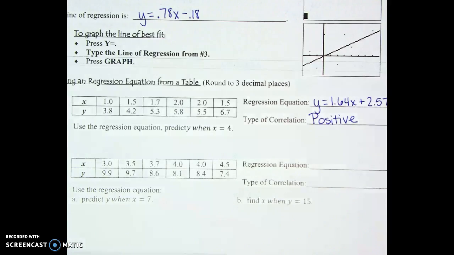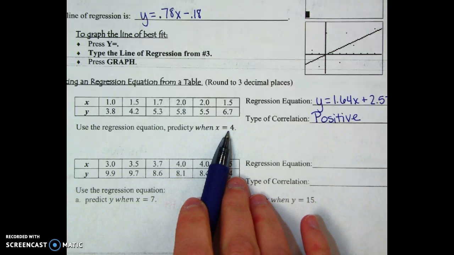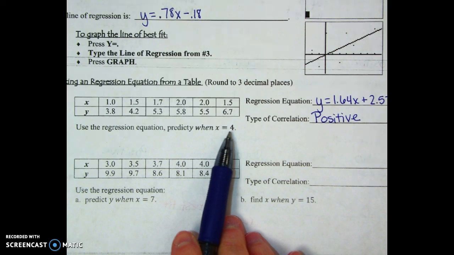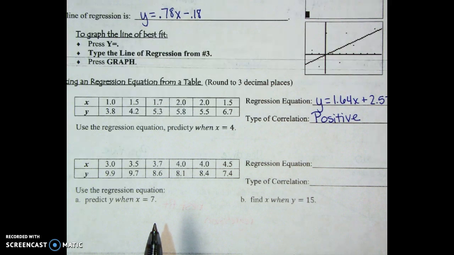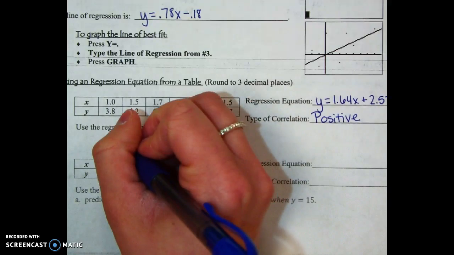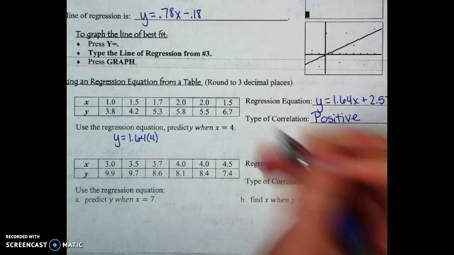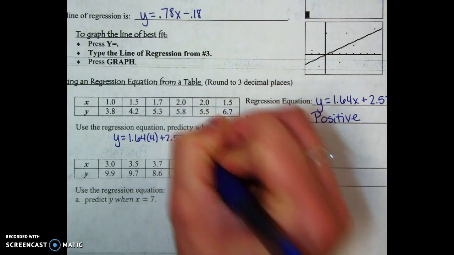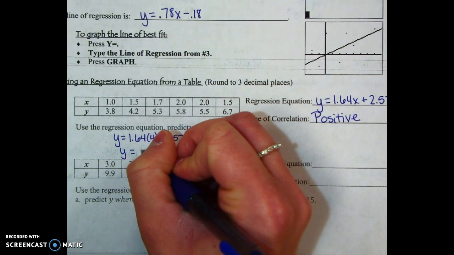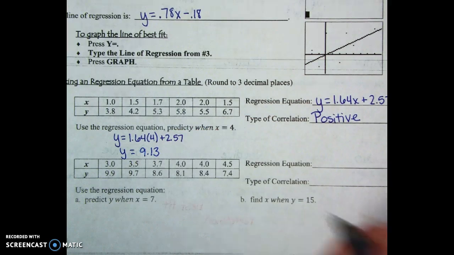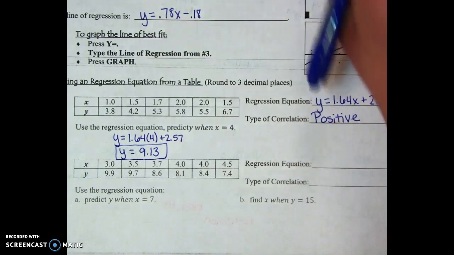Okay, now I really want you to, oh, I'm sorry, I forgot this part. Use the regression equation, predict y when x is 4. So when you see this, you need to plug in this number 4 for the x in the equation and solve for y. Okay, so now it would be y equals 1.64 times 4 plus 2.57. If you type this into your calculator, you should get 9.13. Okay, so you will get a few of those on your assignment today.